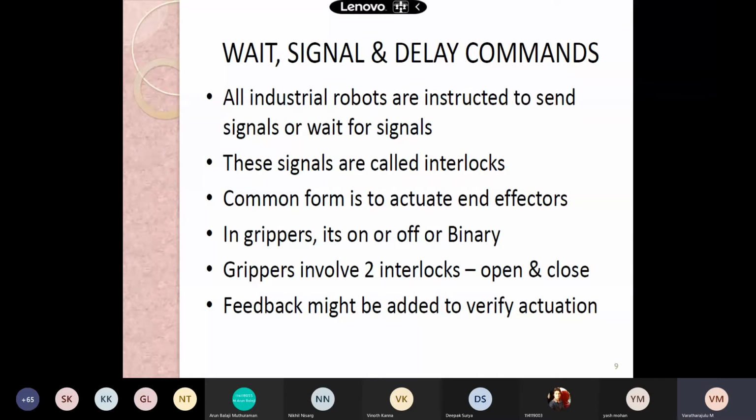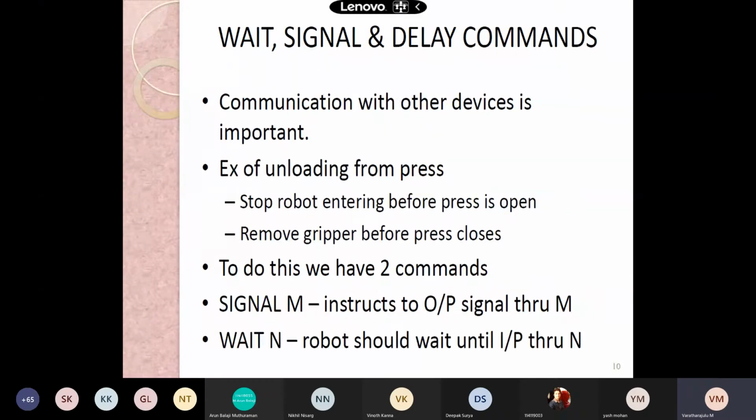And in grippers, it's either on or off, binary. Concerning grippers, grippers involve two interlocks, either open and close, and feedback might be added to verify the actuation. And the communication with other devices is very important.